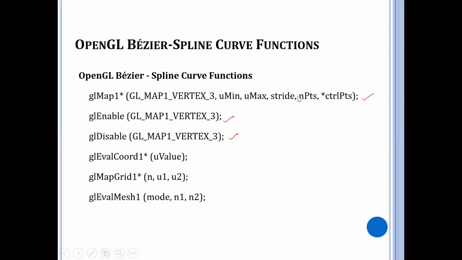Next, I have this stride here. What exactly is this stride? It is assigned an integer offset that indicates the number of data values between the beginning of one coordinate position in a control point and the beginning of the next control point. Let me not confuse you.